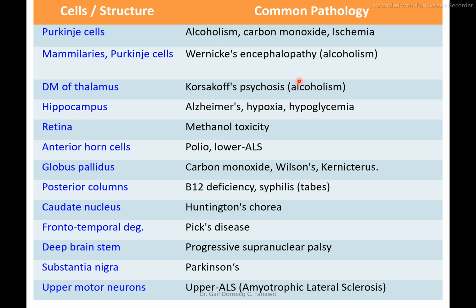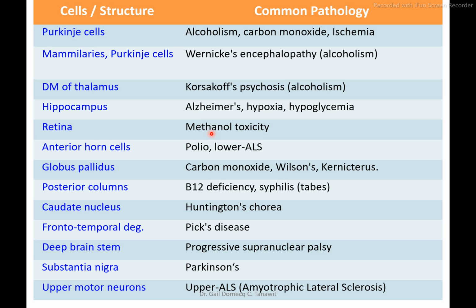DM of the thalamus, Korsakoff psychosis; hippocampus, Alzheimer's; methanol toxicity, in those who drink tuba or fermented liquors in the provinces, alambanog. Di ba uso yan dati, may flavor pa, may color, may blue, may red, may strawberry, and so on. But be careful, sometimes it can be contaminated with methanol, and it can lead to blindness.